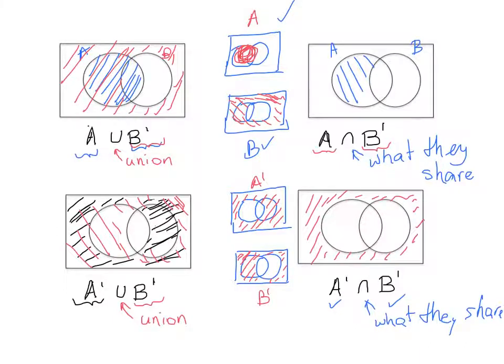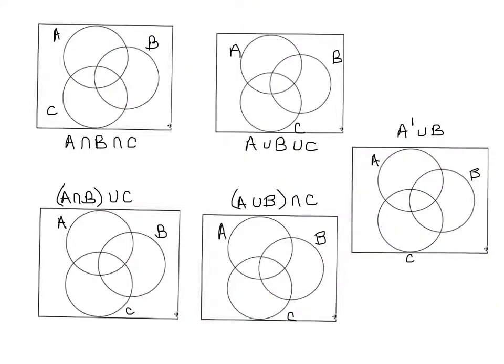Okay, so let's get a little bit harder. We're going to throw a third circle in there and see how this goes. All right, so now we have three-circle Venn diagrams, and we're just going to jump in and do them all. So A intersect B intersect C. I'm looking at the first one. A intersect B intersect C is what they all have in common, and that is the middle region. That's what A, B, and C all have in common.